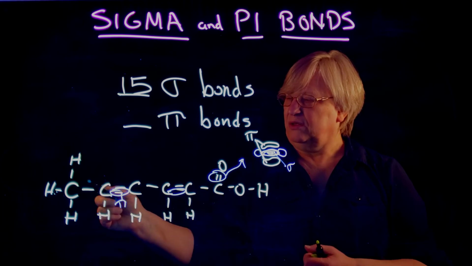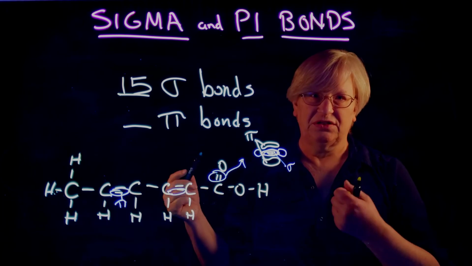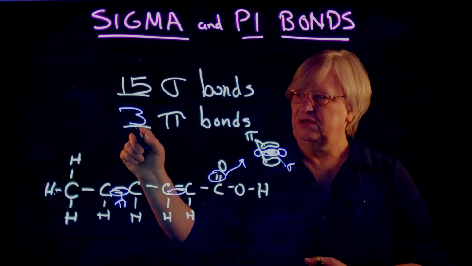Those are pi's. Those are the only 3 that have extra bonds. So there's only 3 pi bonds in this molecule.